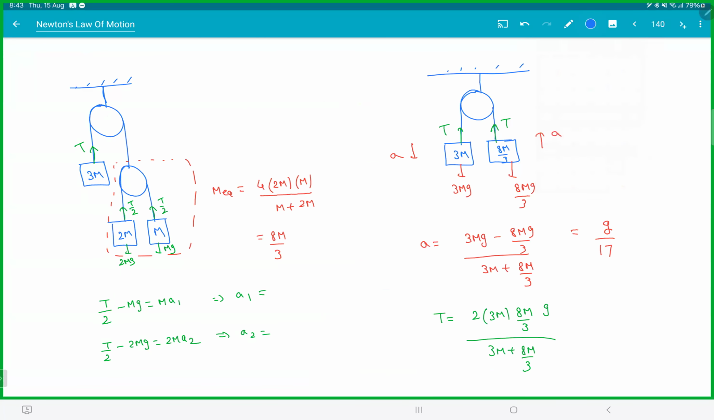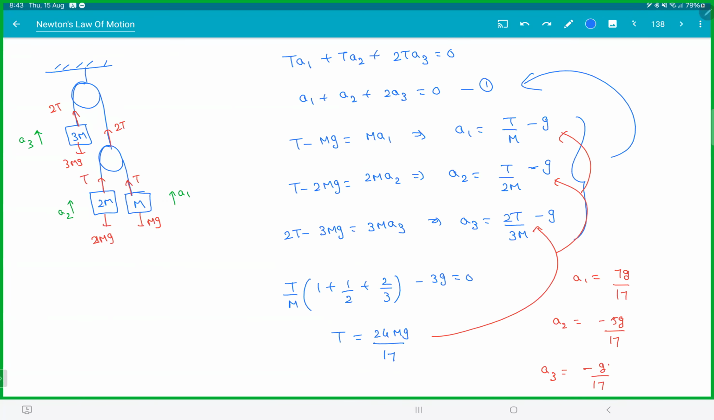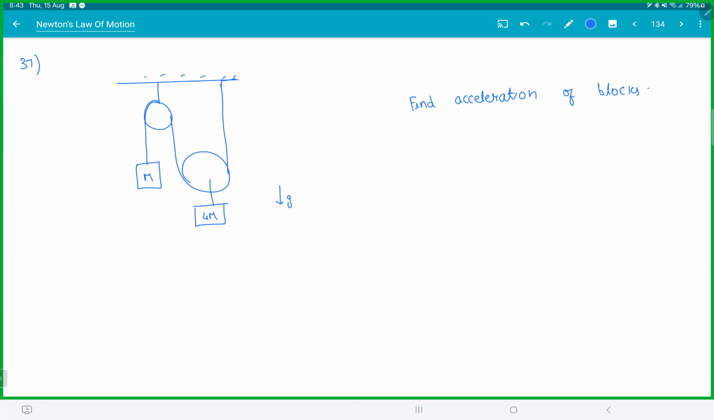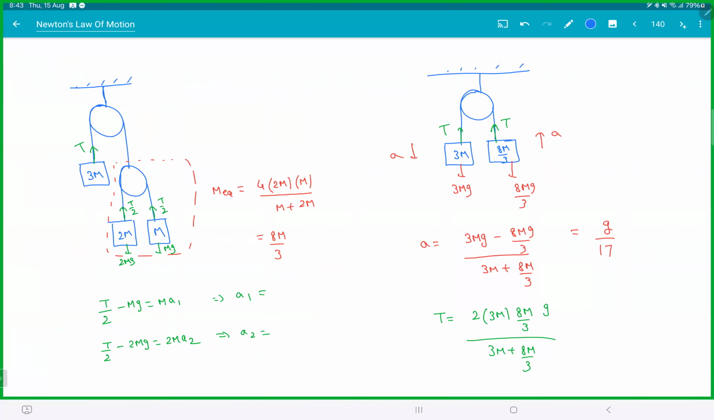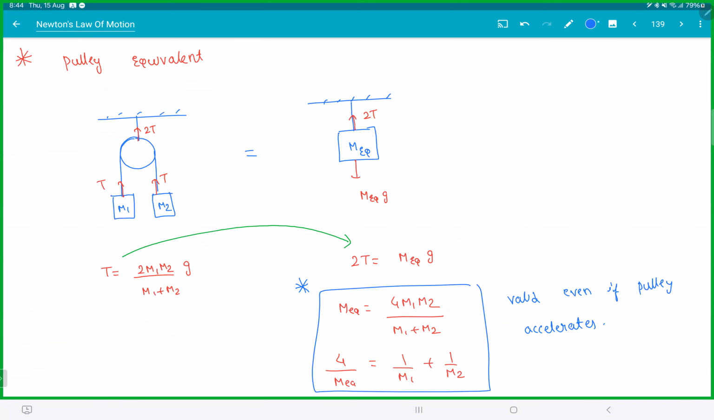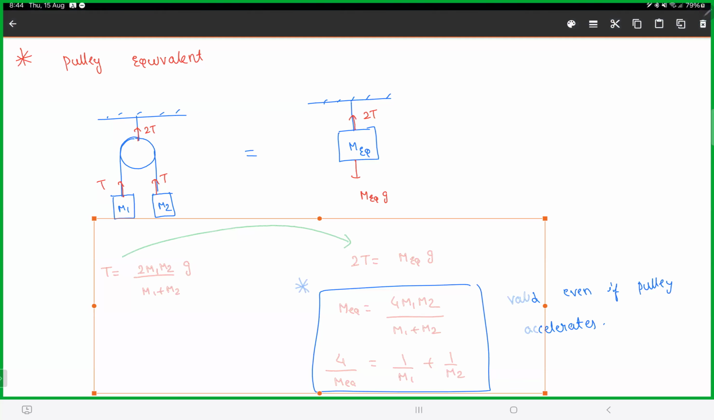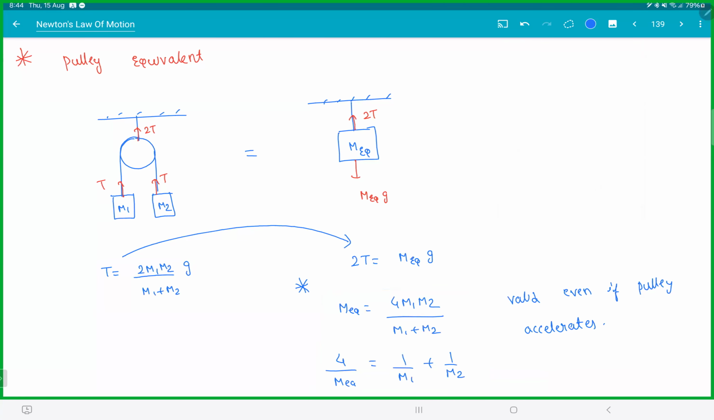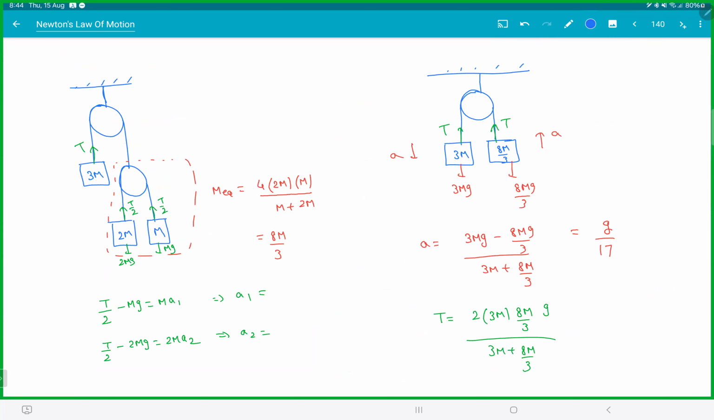Is this clear, everyone? This is your pulley equivalent. But if you see, for this question, it doesn't work, right? There is a pulley and two blocks should be there. It doesn't work for this. So blindly, you can't use it everywhere. So be careful. Clear? Now based on this, I'll give you a question. Give it a try and come.